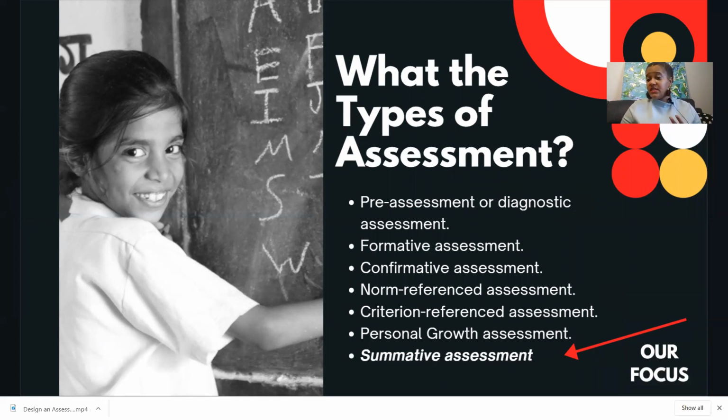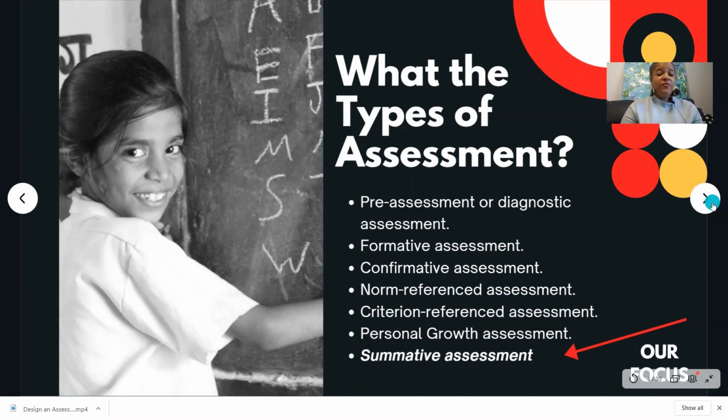Now we have our pre-assessment or our diagnostic. We have formative assessments. We have a confirmative assessment, norm referenced assessment, criterion referenced assessment, personal growth, and summative assessments. For the sake of this presentation, I am only going to focus on summative assessments. So if you're here to learn about diagnostic or norm referenced, that's a whole different conversation. But for today, we're focusing on summative assessment.